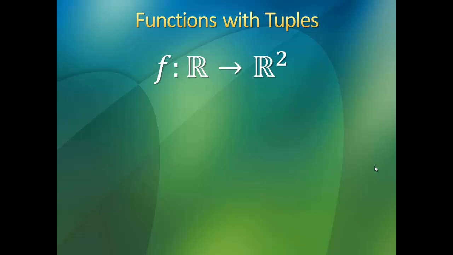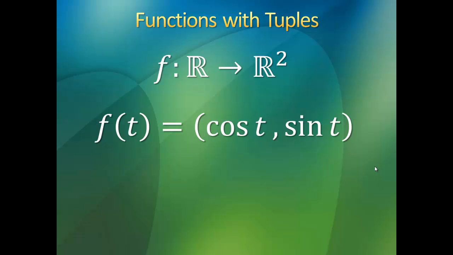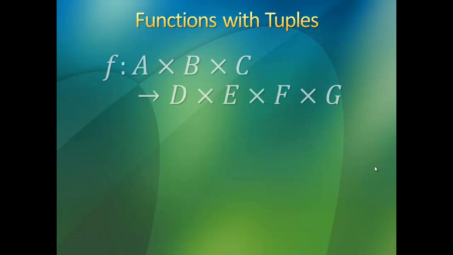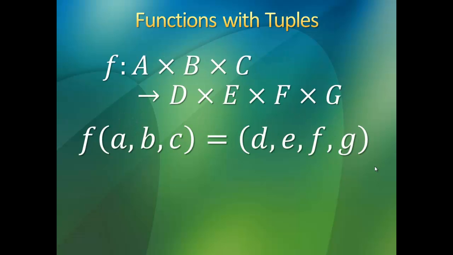In other words, the function f of t equals cosine t, sine t. If you studied parametric equations, this representation should look familiar. In fact, there's no reason we can't combine the two. We could, if we so choose, make a function of 3 variables that spits out an ordered 4-tuple. Our definition of a function is rather flexible and accommodates these possibilities just fine.